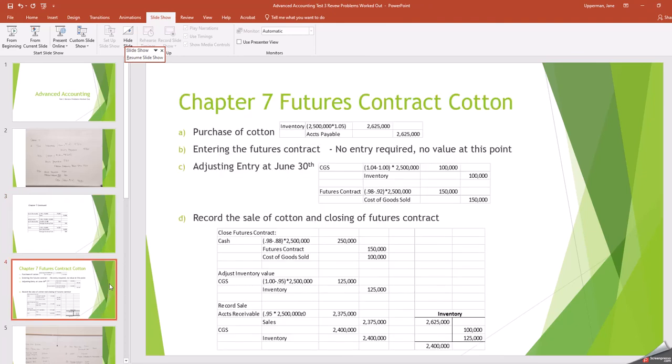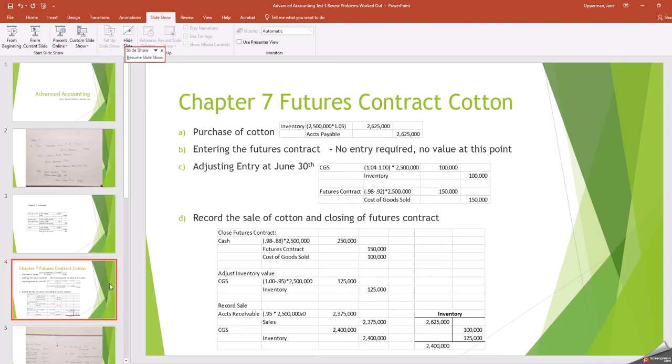Okay, then the last one from chapter 7 is a futures contract on cotton. So again, when people trade in these commodities or they sell in these commodities, the price can change the value of your inventory. So what companies will do is they will enter into futures contracts to lock in the price of that inventory. Sometimes it's to their favor and sometimes it's not. So it's kind of the luck of the market, but at least they can always count on the price.